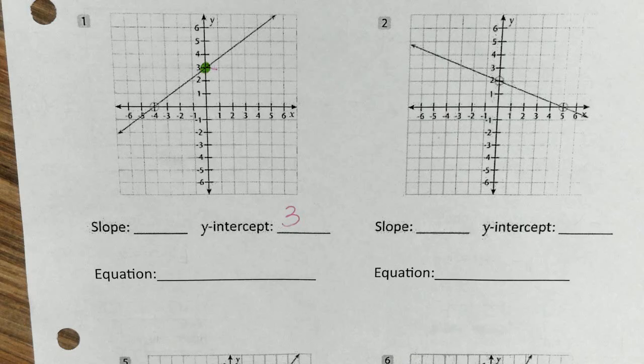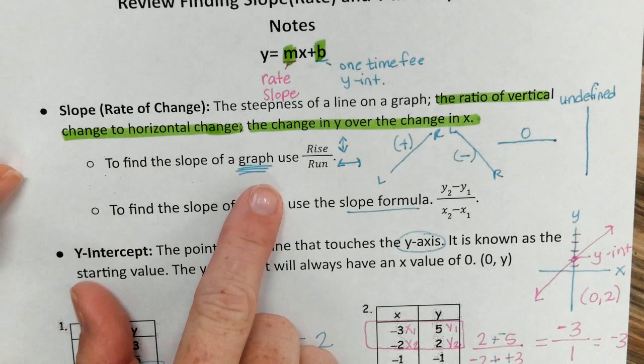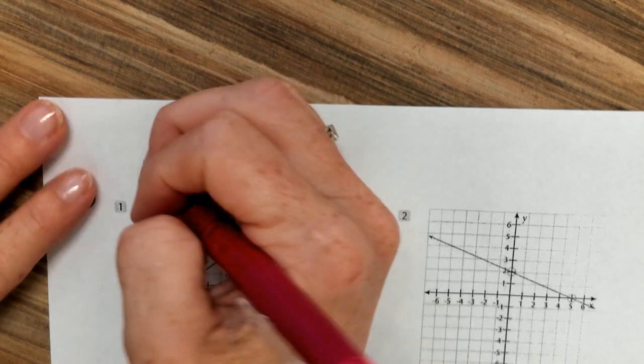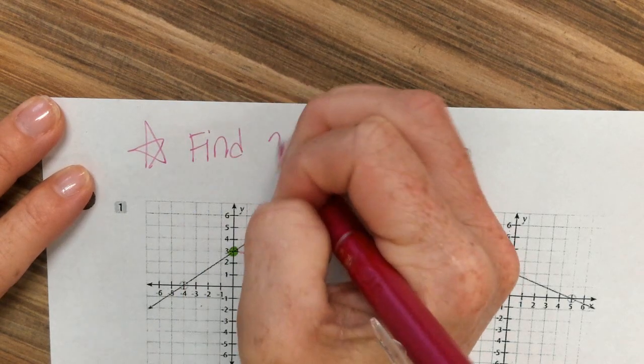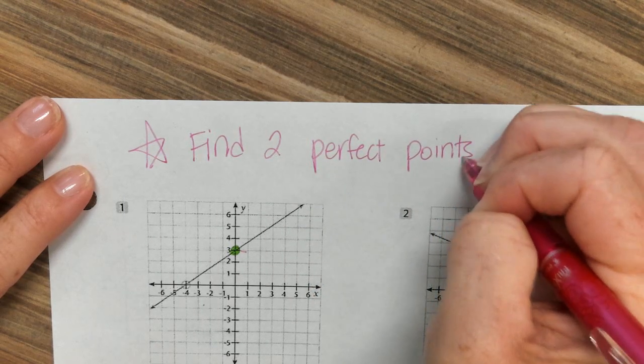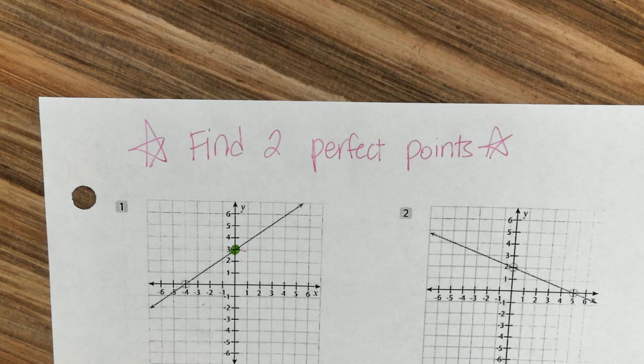How am I going to find the slope? Go back here, and it says to find the slope of a graph, use rise over run. So here's the deal. To use rise over run, write this down: find 2 perfect points. Now, on these examples, they gave you the points, but on your assignment, they don't. You're going to have to find 2 perfect points. Do y'all know what a perfect point is? Where the line perfectly touches a crossing point.